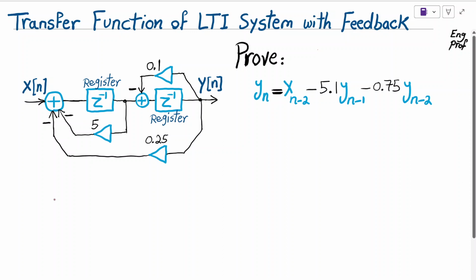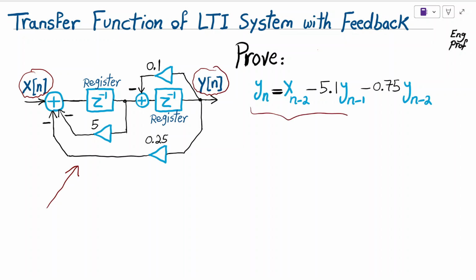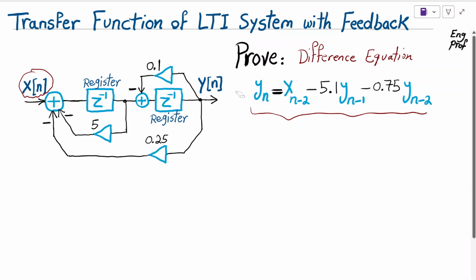In the linear time invariant digital system that is shown here, we want to prove that input samples x of n that are coming in and output samples y of n that are going out are related via this difference equation that is shown here. This is what is referred to as the difference equation of the system, and in the process of obtaining this difference equation, I am going to obtain and calculate the transfer function of this linear time invariant, or LTI, system as is described.